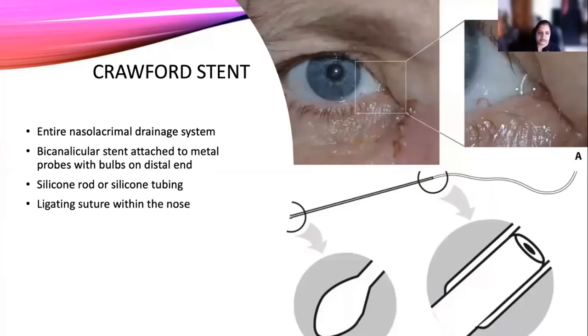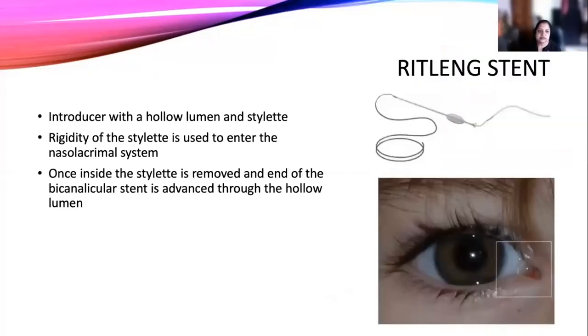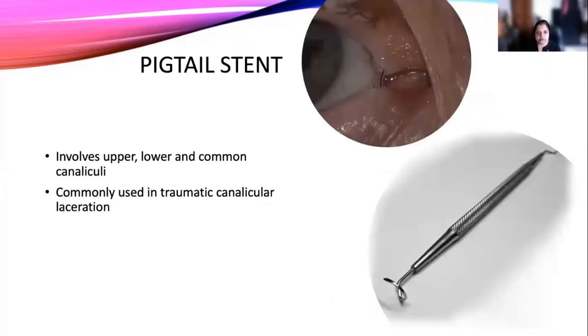In the end, the ligating suture within the nose helps to locate it later on, for easier removal. And these stents can be left in place for 6 weeks to 3 months. The Retling stent has an introducer with a hollow lumen and a stylet. The rigidity of the stylet allows it to enter the nasolacrimal system. Once inside, the stylet is removed, and the end of the bicanalicular stent is advanced into the hollow lumen.